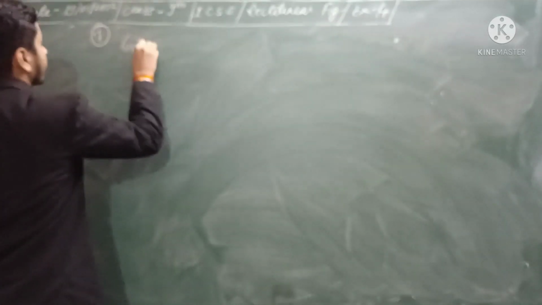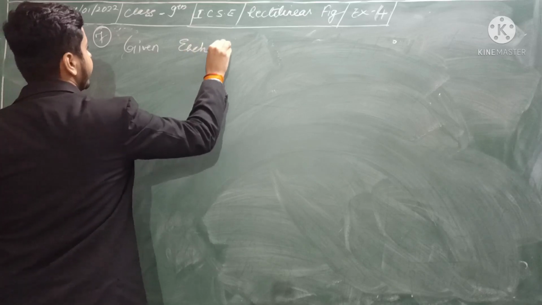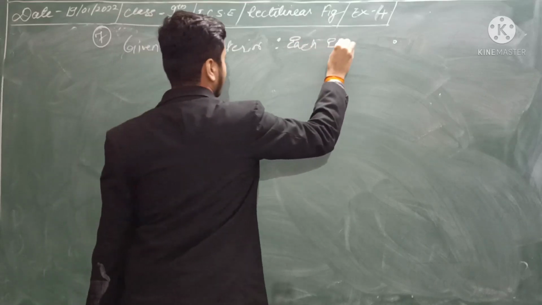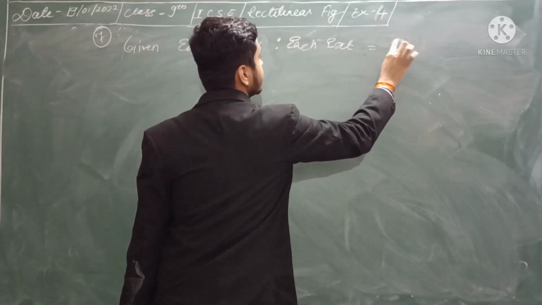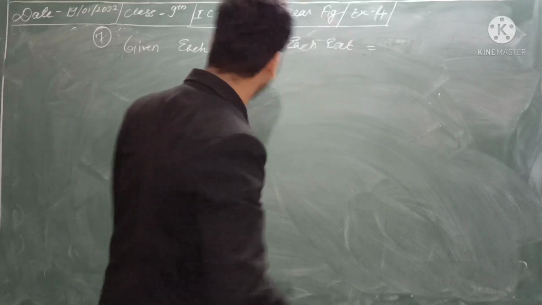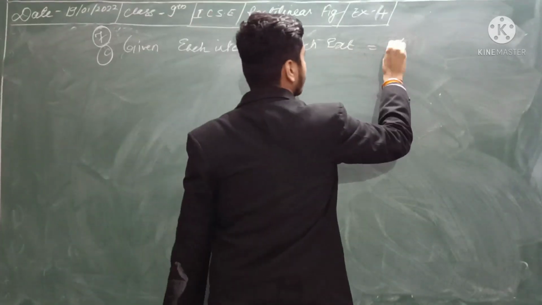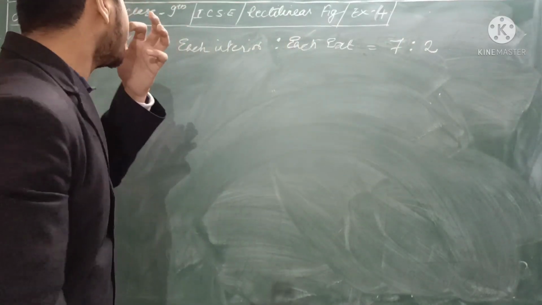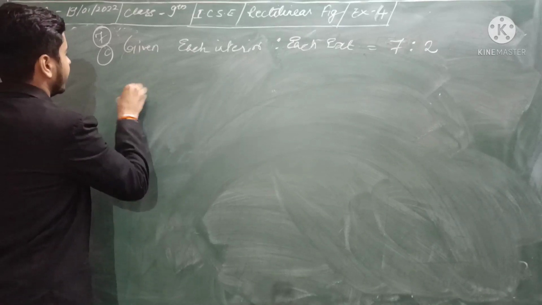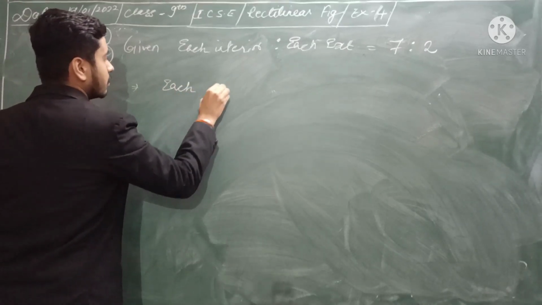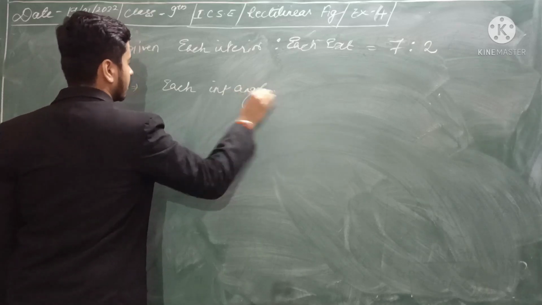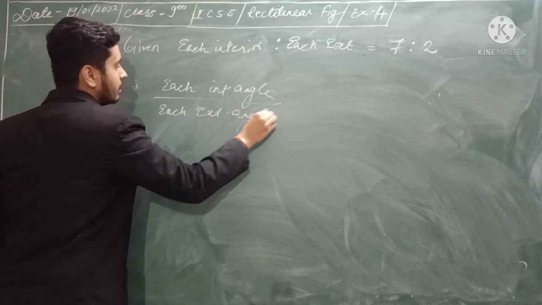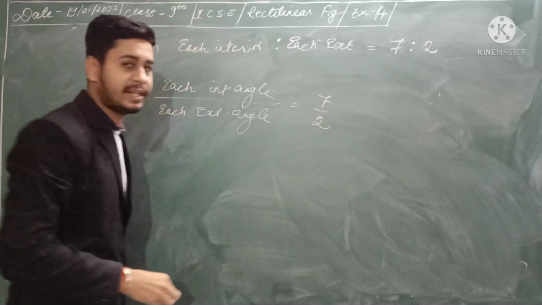Okay, so given, each interior is to each exterior, which is equal to what? Let us take question number C. 7 is to 2, and we have to find the value of n in this. So that is, each interior angle upon each exterior angle is equal to 7 by 2, isn't it?